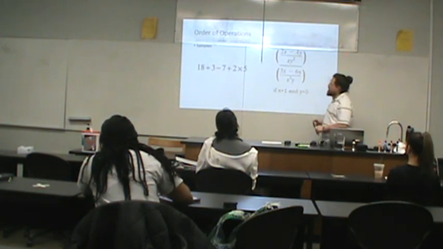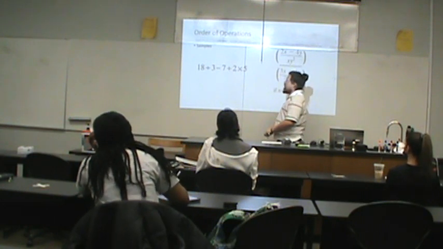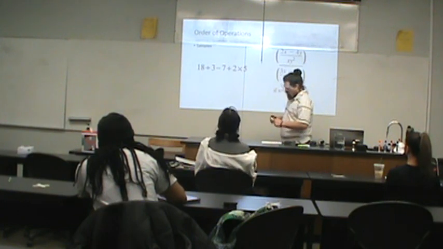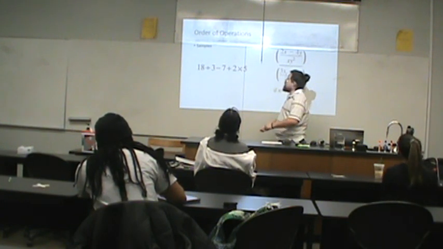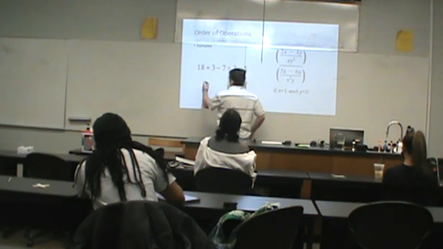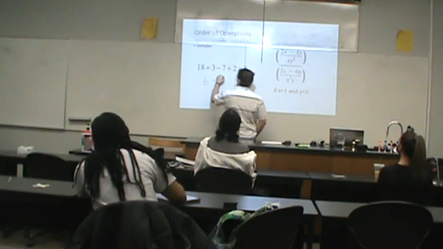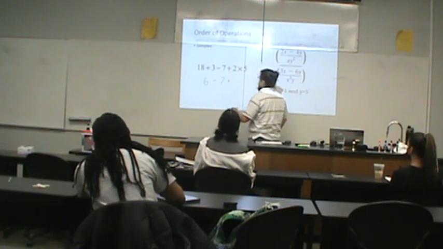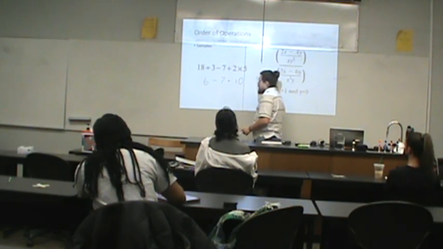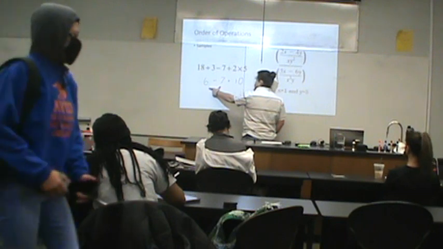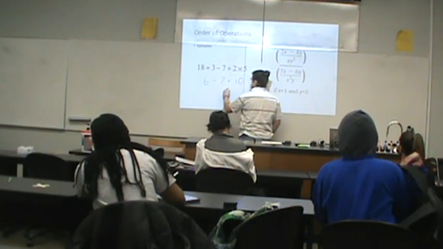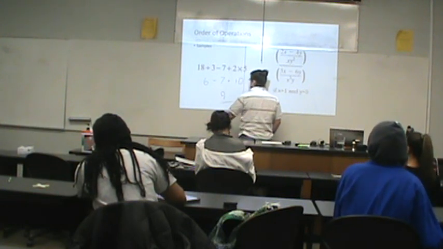First, we have 18 divided by 3 minus 7 plus 2 times 5. So what steps here go first? Very good. So what should 18 divided by 3 be? Very good. Minus 7 plus, and 5 times 2 is 10. And then, because this is all addition and subtraction, it can all happen in one fell swoop. 6 minus 7 is negative 1, yes. Negative 1 plus 10 is 9.